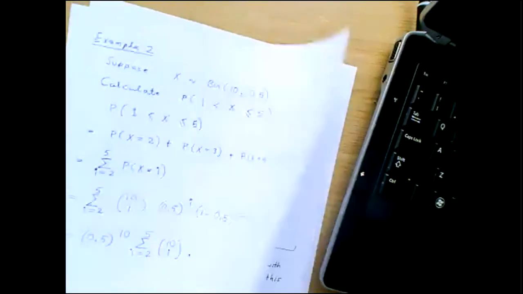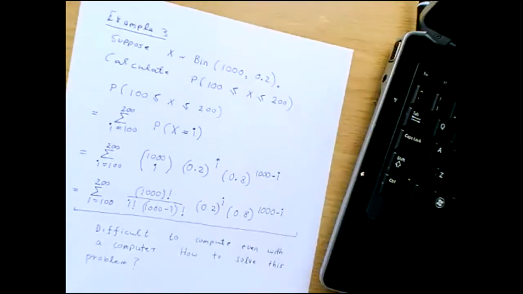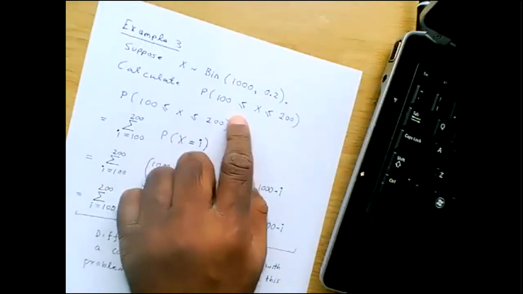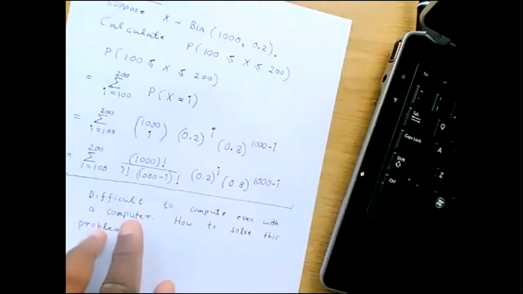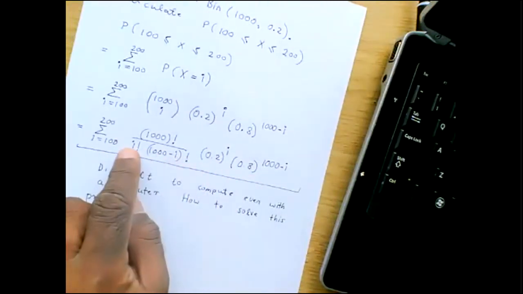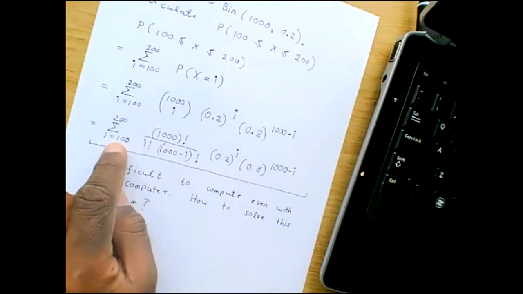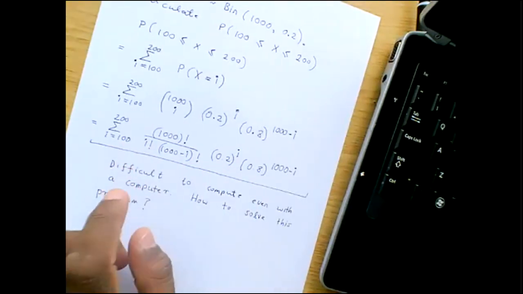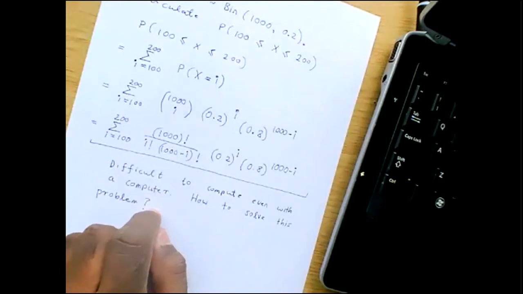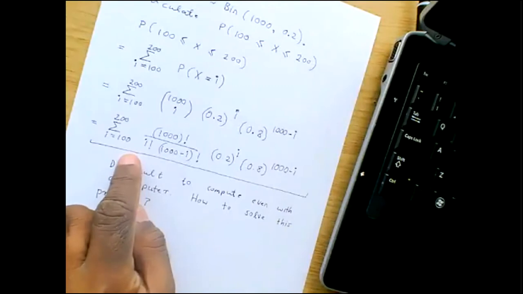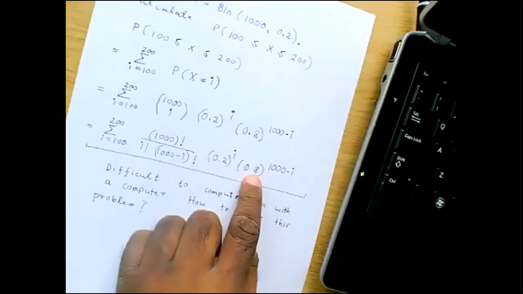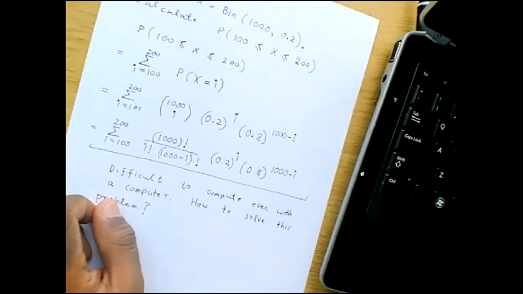Example 2 on binomial, example 3 on binomial, and here we are trying to compute this probability for a variable x following this distribution. Now you come up with this summation here, which is difficult to compute even with the computer, right? In week 3, I will show you how to compute complicated sums like this, using a tool called the central limit theorem.